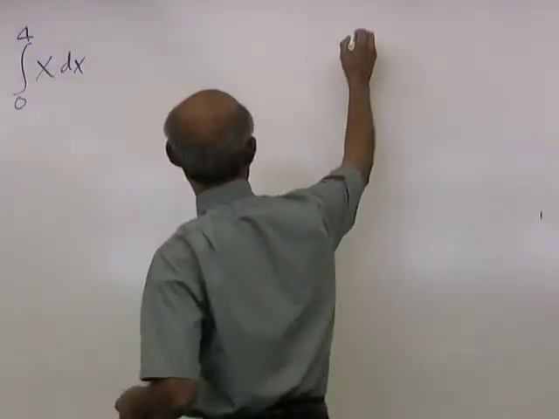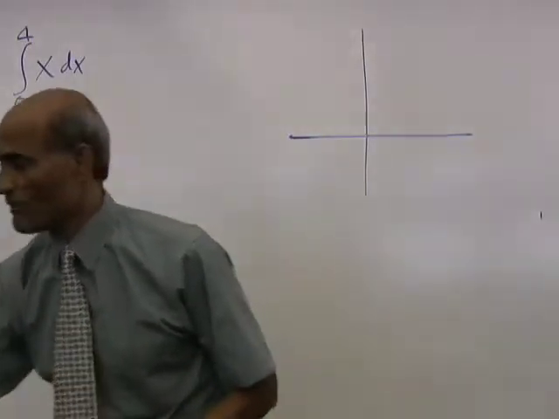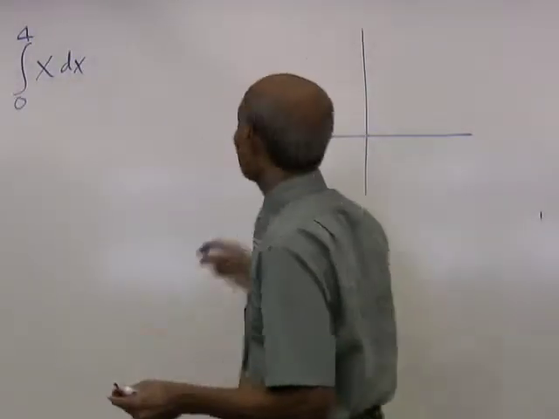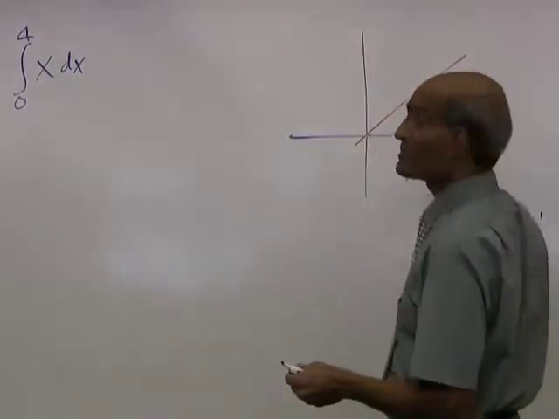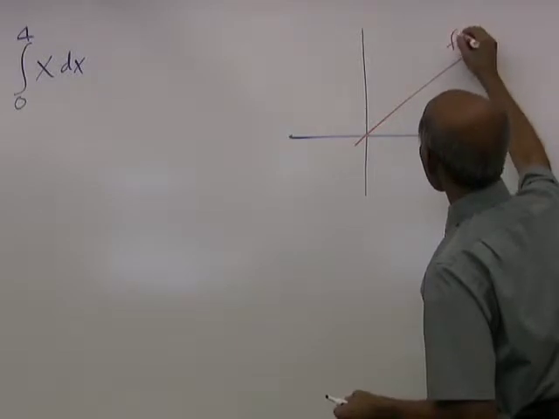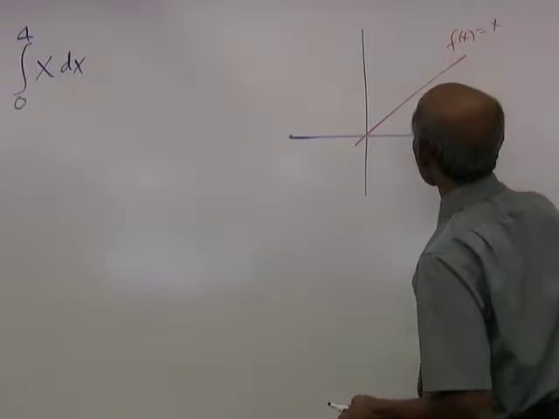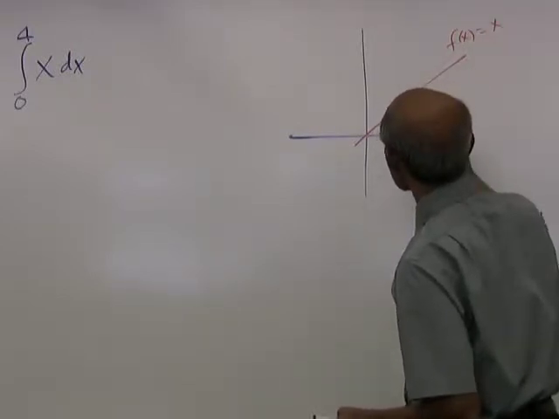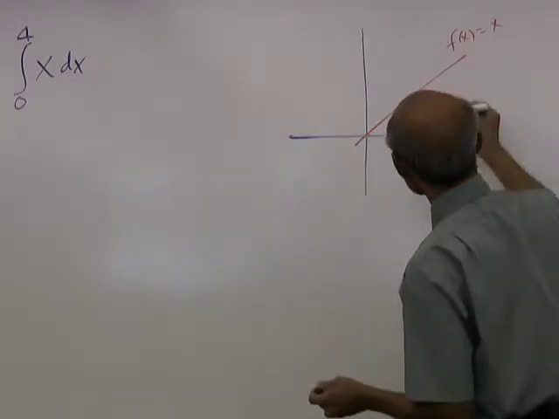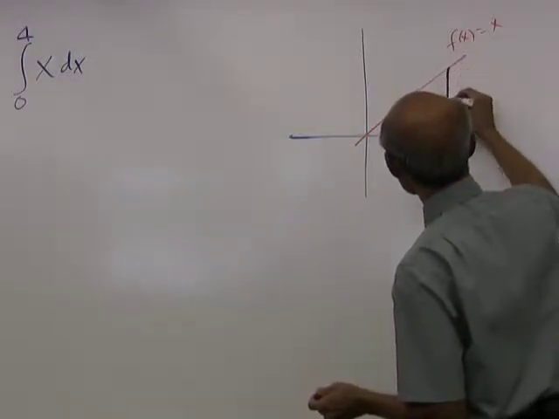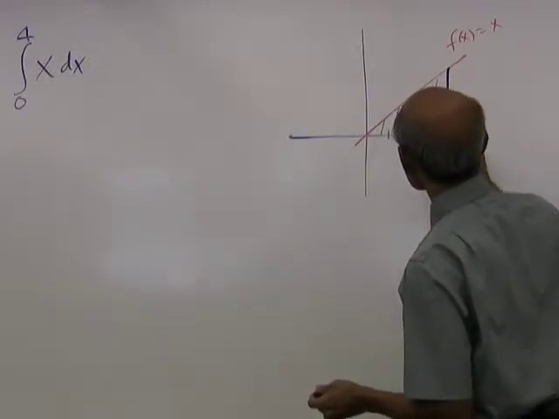Well, if I draw a graph of that, it will look like this. How does the graph of f of x equal to x look like? This is the graph of f of x equal to x. Is that right? Or we call it y equal to x. Now, we've got 1, 2, 3, 4. So the area enclosed by f of x dx with the x-axis will be this area. This is x equal to 4.